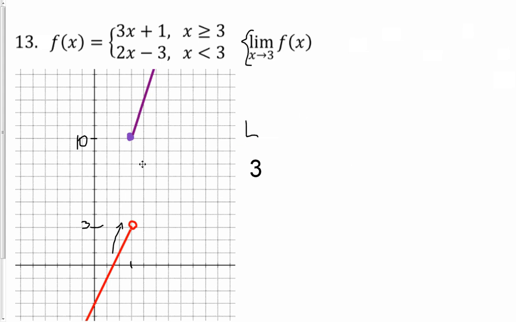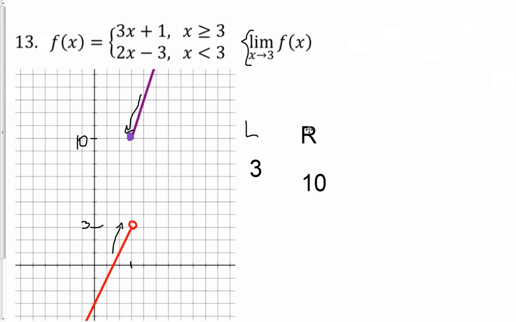From the right side, right, now we're up here at 10. This purple line looks to be approaching 10. Right now, technically, if you plugged in 3 times 3 plus 1, that would make sense, right? That graph makes sense. That right side, the graph is approaching 10.